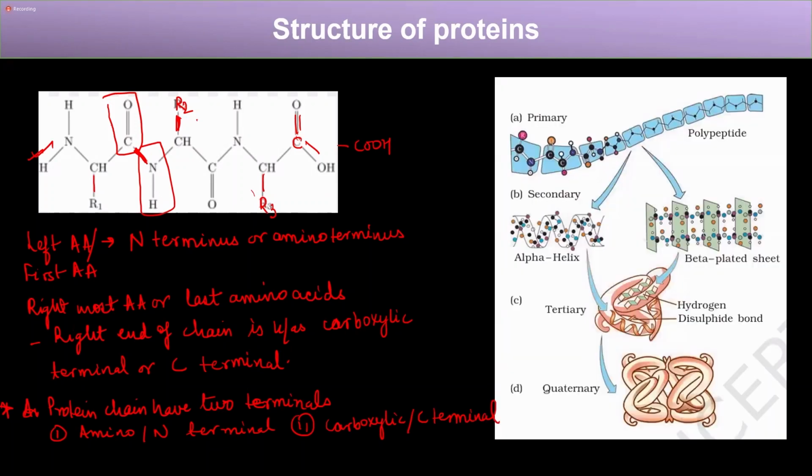Now, if you look at the structure of the protein, there are four layers of structure in a protein. The first layer is known as the primary layer, the second is the secondary layer, the third is the tertiary layer, and the fourth is the quaternary layer. So protein has four types of structure: primary structure, secondary structure, tertiary structure, and quaternary structure. Now let's study these structures one by one.